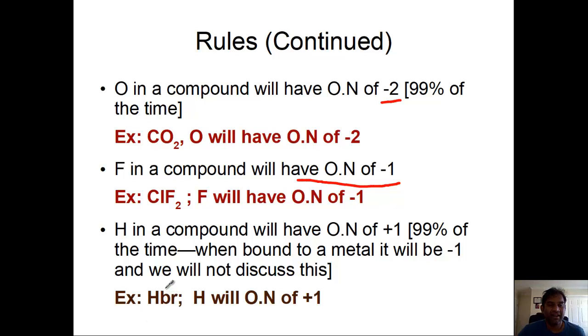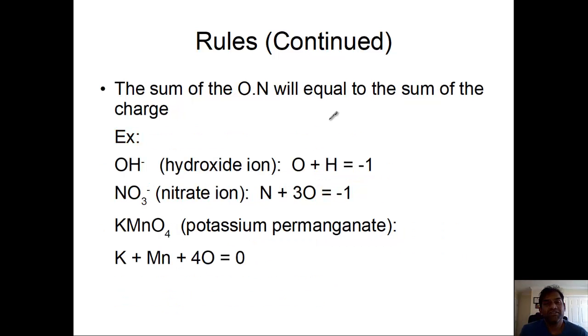Along the lines of that, this is HBr, should be capital, hydrobromic acid. Along those lines, hydrogen will have an oxidation number of +1. So again, this is the 99% rule. 99% of the time, hydrogen in this course will have an oxidation number of +1. For those of you that are a little bit more keen, a hydrogen, when it's bound to a metal, that's called a hydride ion. And in that very specific instance, it will have an oxidation number of -1. But for this course, we just need to recognize that hydrogen will be +1, fluorine will be -1, and oxygen will be -2. The final rule has to do with the sum.